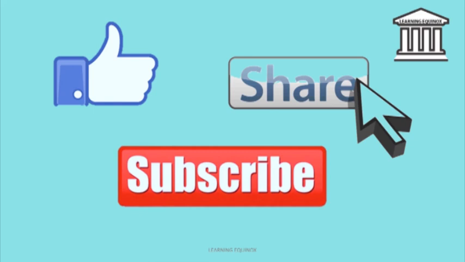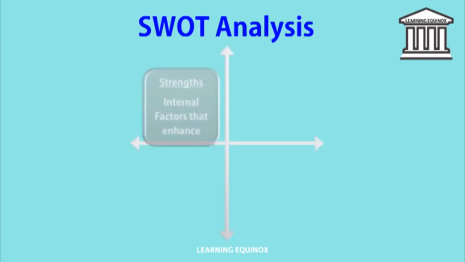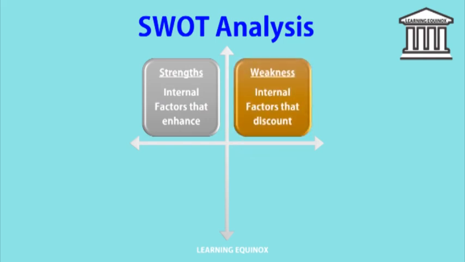So what is SWOT? How do you do it? Strengths and weaknesses are the internal factors, whereas opportunities and threats are the external factors. Strengths are the internal factors which enhance. You need to know what your product strengths are and work on it to your benefit.